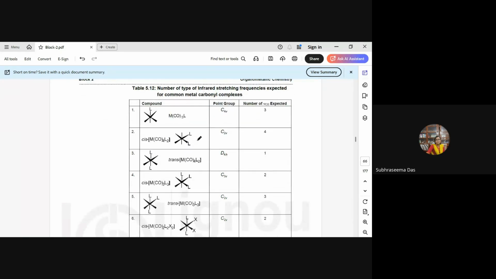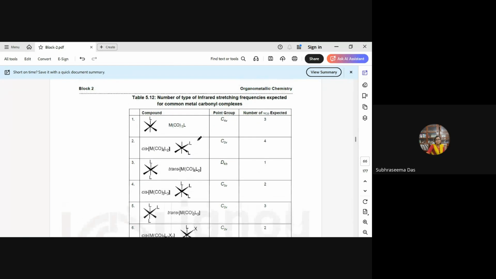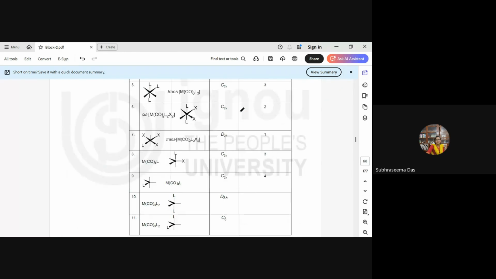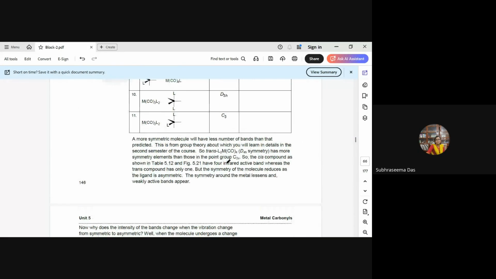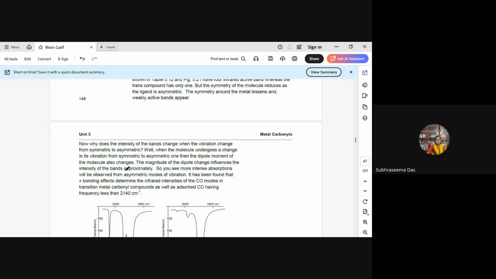In table 5.12, the number and type of infrared stretching frequencies that are expected for some common metal carbonyl complexes have been shown here. From this table, we find that a more symmetric molecule will have fewer bands than predicted. So as the symmetry increases, the number of bands decreases.